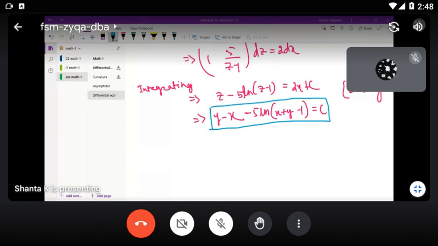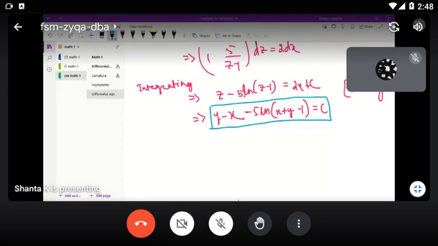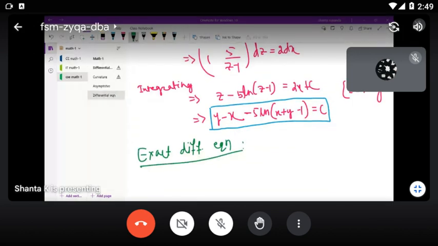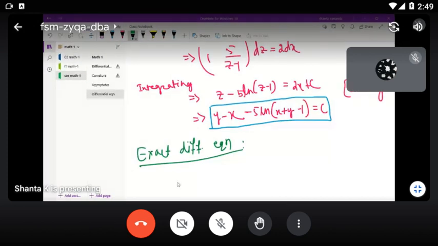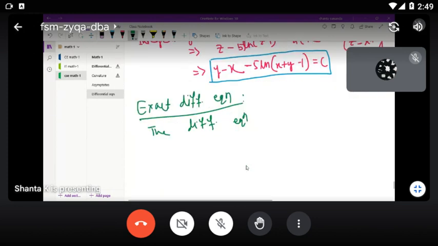So now you know the variable separable method, and for homogeneous equation, two cases we have discussed. And now one is exact equations. Remember what is exact equations? So we will talk about exact differential equation. So what is exact differential equation? Anyone remember?